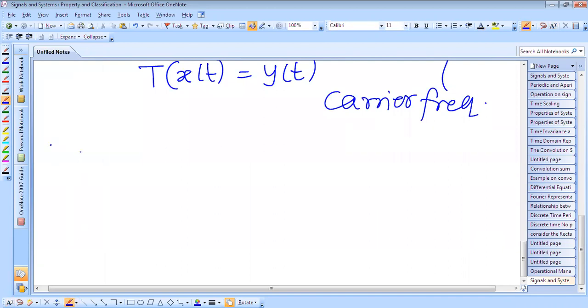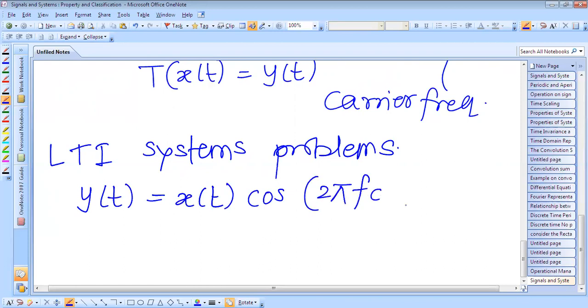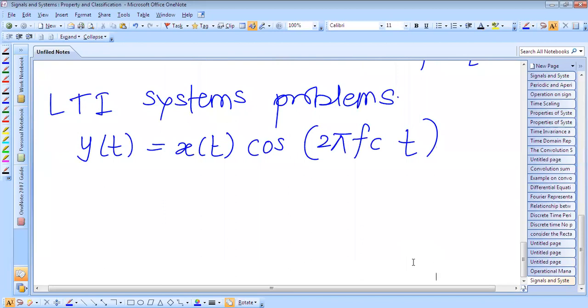Okay, next is the linear time invariant system problems. So y of t is equal to x of t into cos of 2 pi fc t. Now we have to check whether this system is a linear time invariant system or not. So we have to check the additivity and homogeneity properties, whether this is linear.